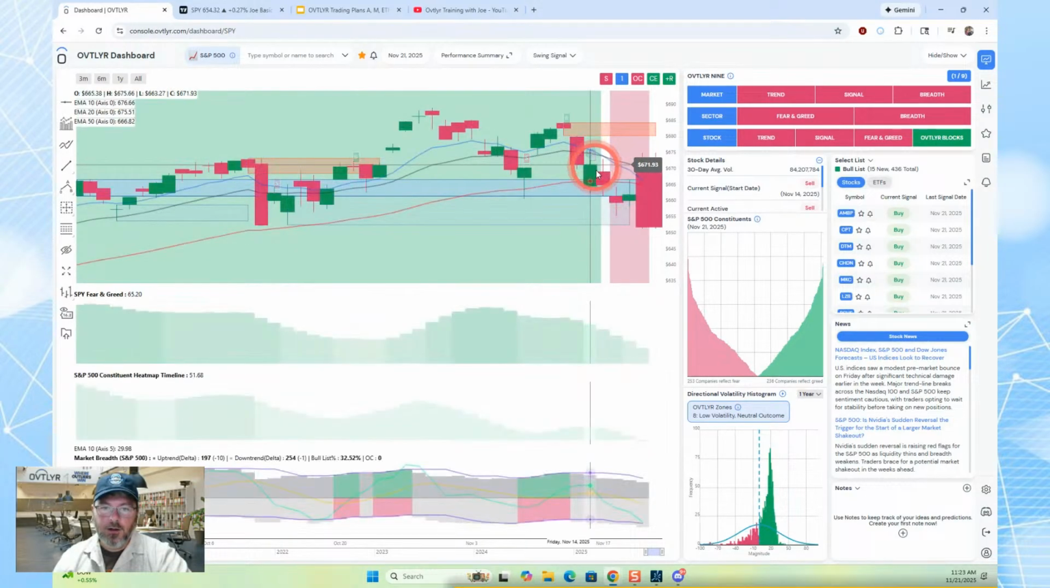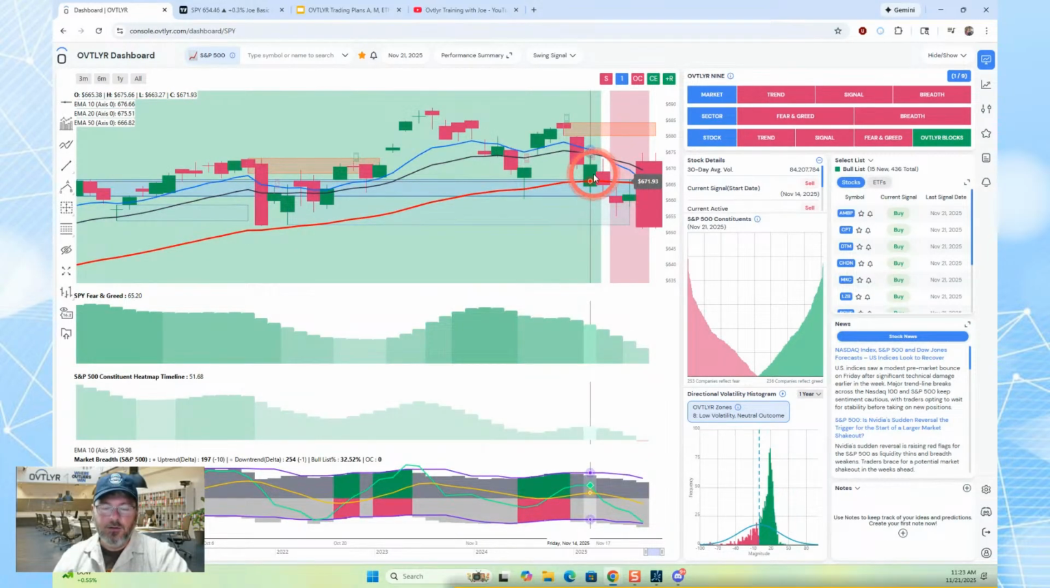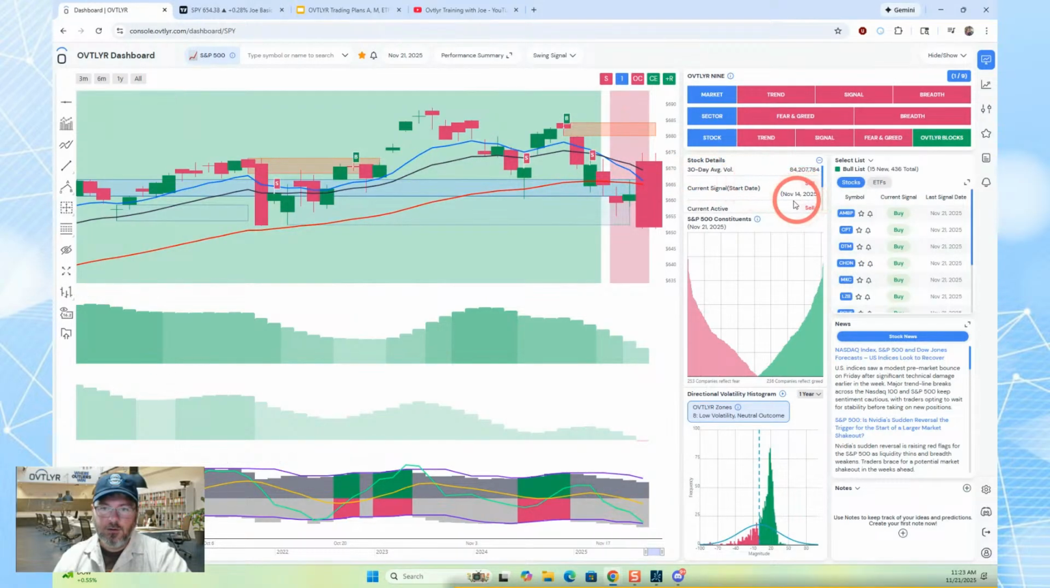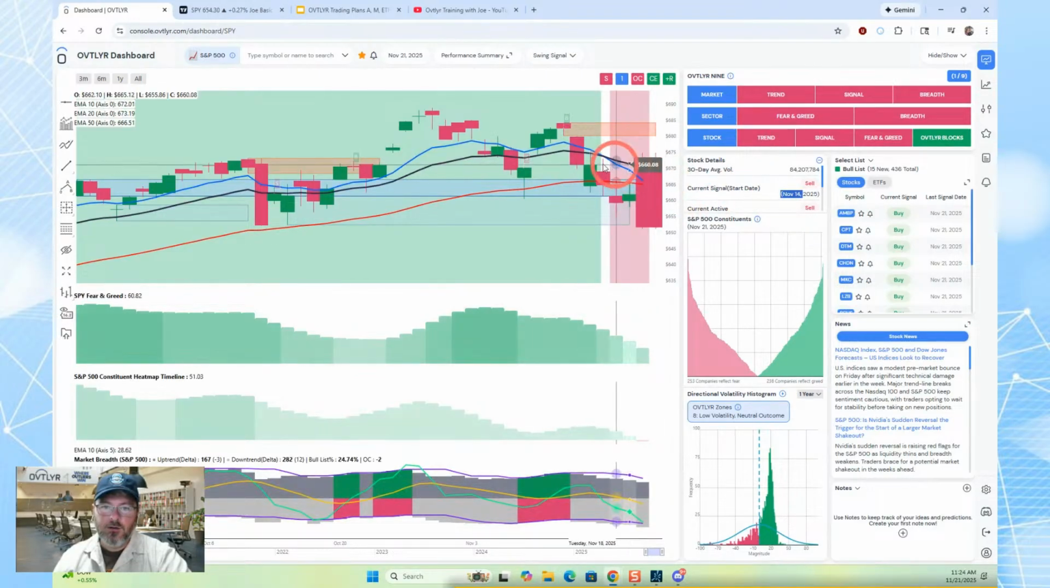So what happened on this day, the 14th? Well, if we look right here, the sell signal came on the 14th. The current active signal on SPY is a sell. It came on the 14th. So again, Outlier was telling us this day we need to consider a sell. If your plan is telling you to pay attention to SPY signals, this is the day you would have gotten that sell, right? Right there.